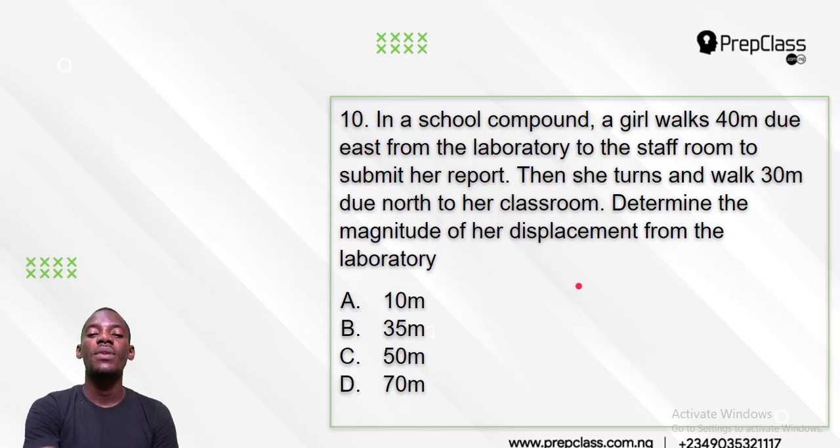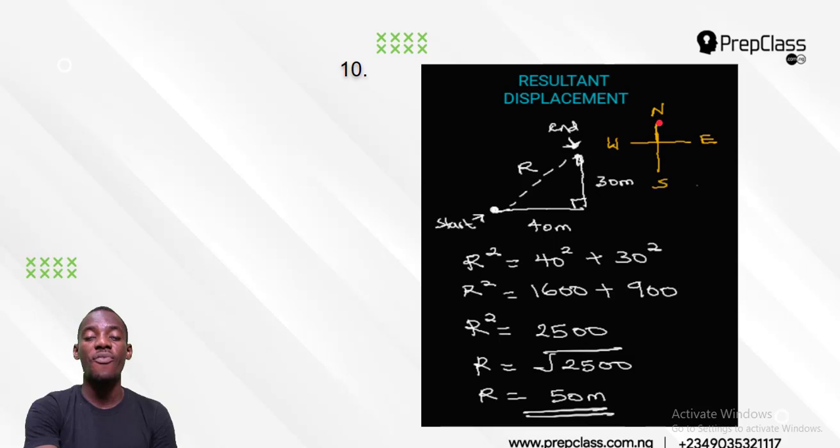Now let's draw that. You must know the four cardinal points first: north, east, south, west. Now the question says she started here, this is the starting point. She walked eastward from the lab. East is this way, so I will go this way, 40 meters eastward. Then she went northward. North is up, so you go up, and that is where she got to. So she went eastward to the staff room, and then northward to her class. And that is my diagram, right?